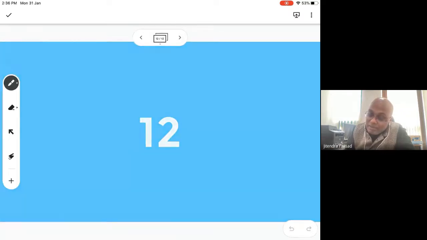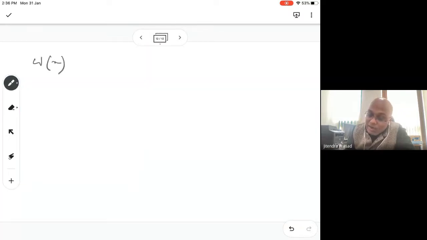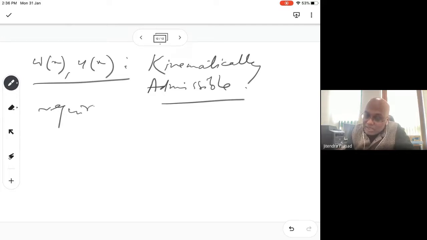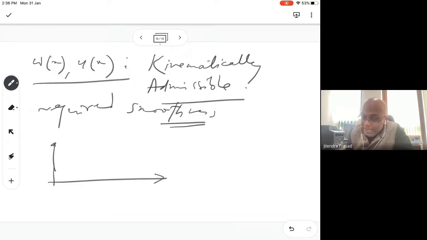So in fact, w(x) or u(x) both have to be smooth enough, or you also call it kinematically admissible. You call it admissible. That really means it has the required smoothness. And when you say required smoothness, that means it has the derivative.